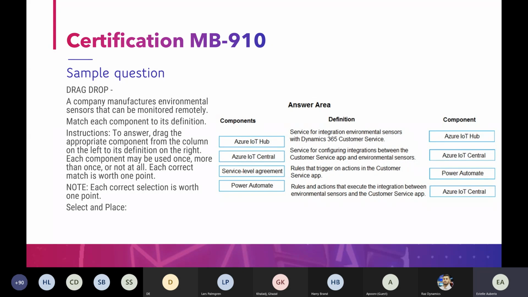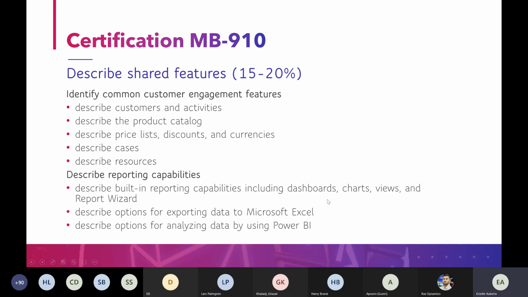So that is one example. Even if you don't answer one, you won't have a negative point, so you will have 0 points. Each good answer gives you 1 point, and each non-response or false response gives you 0 points in the exam. The last part of the exam is the shared features.